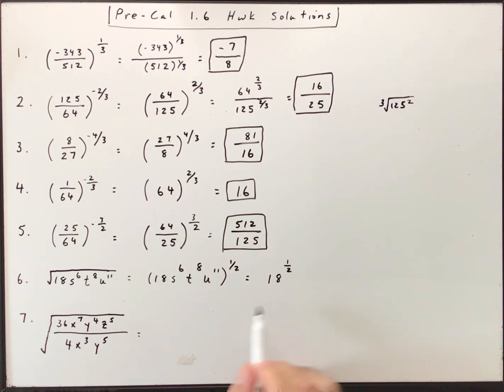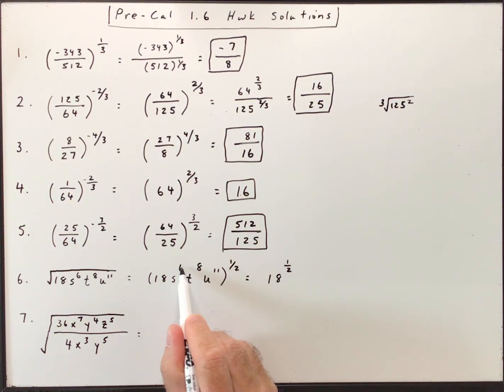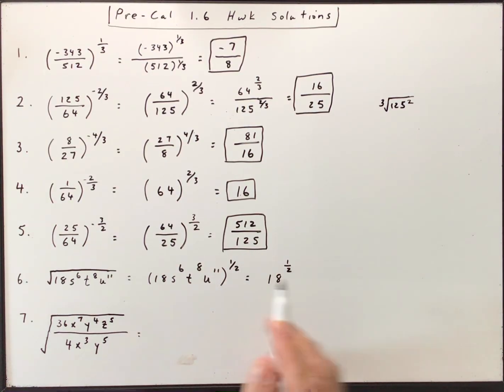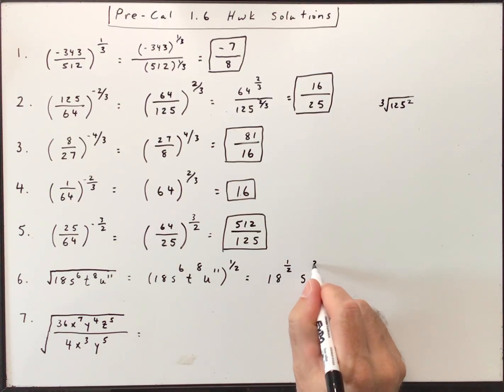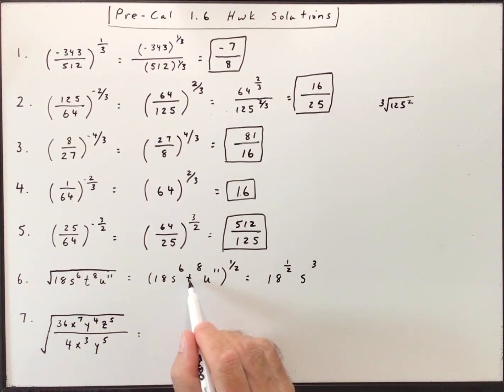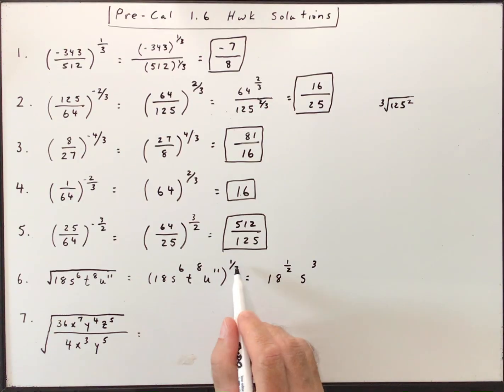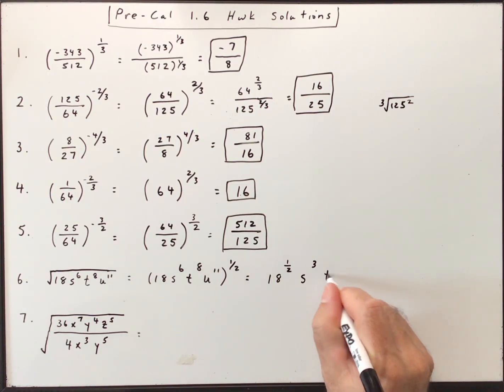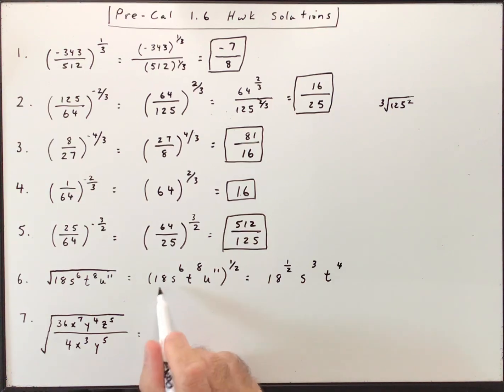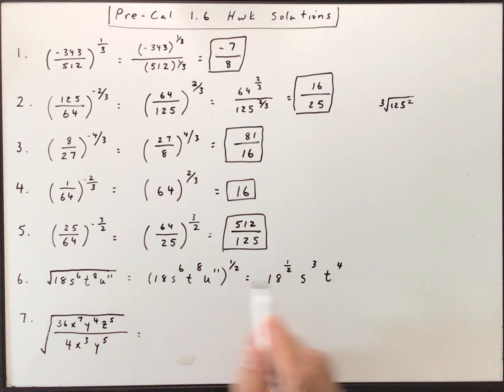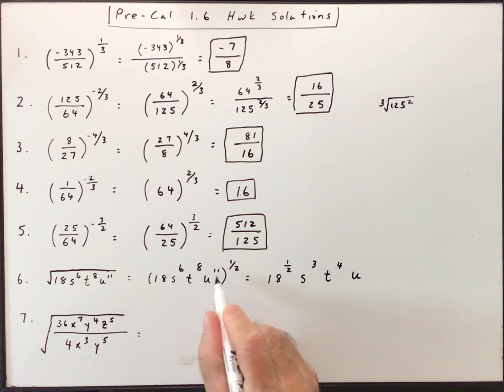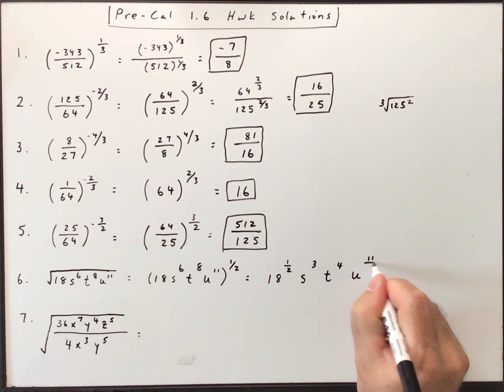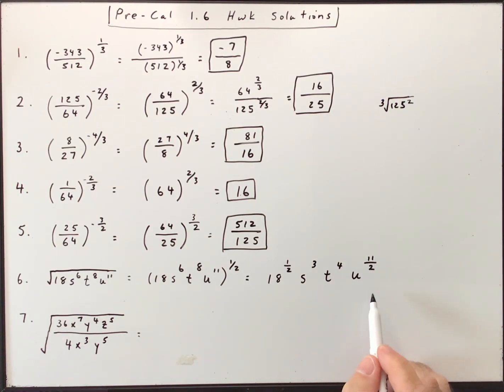You can write it as the square root of 18 also. S to the 6 to the 1/2, 6 times 1/2 is 3. So that's going to be s cubed. T to the 8th to the 1/2, 8 times 1/2 is 4, so you'd have t to the 4th. And then u to the 11th to the 1/2 would be u to the 11 times 1/2, 11 halves, or 11 over 2. And it's okay to have fractional exponents as long as they're not negative.